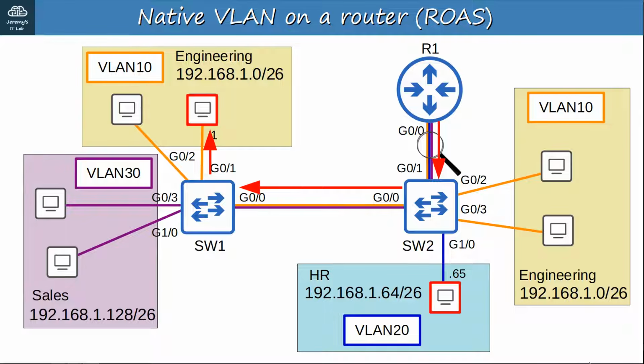That ICMP echo request will continue to the destination, untagged all the way because VLAN 10 is configured as the native VLAN on all devices. When this PC in VLAN 10 sends the ICMP echo reply, it will be untagged until it reaches R1, which will then tag it in VLAN 20 and send it back to the PC that sent the request.